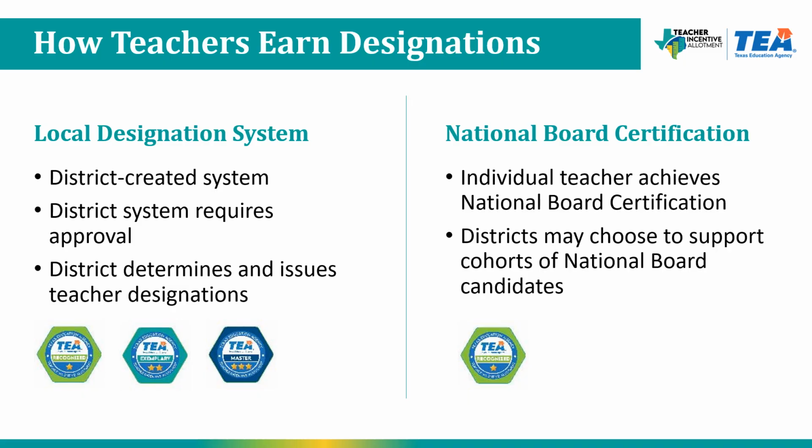There are 2 different pathways for teachers to earn designations. The major pathway to earn a designation is through a local designation system. This is a district-created system that is reviewed and approved by TEA. An alternate designation pathway is through national board certification. Teachers with a national board certification will be awarded a recognized designation by TEA and generate funds for their district. This pathway does not require districts to have a local designation system.